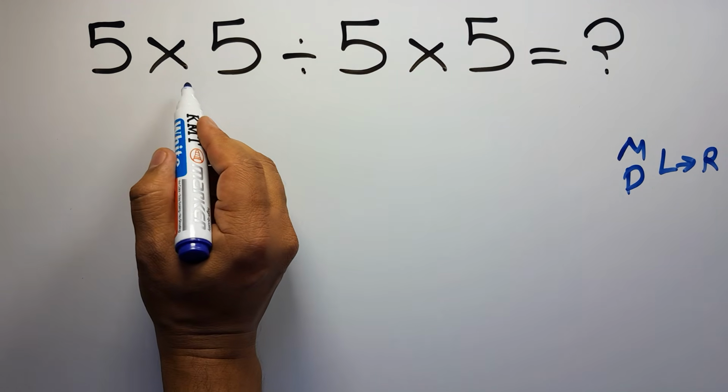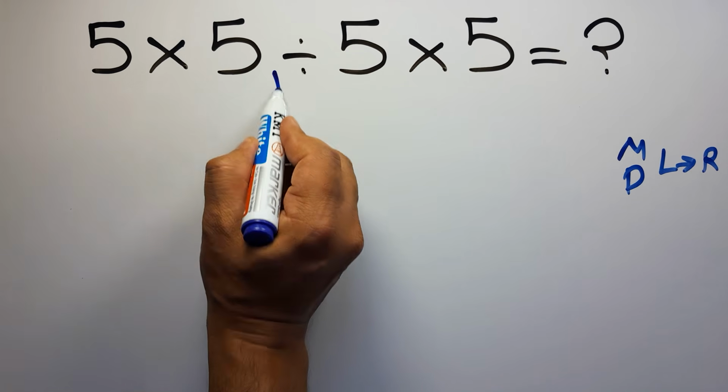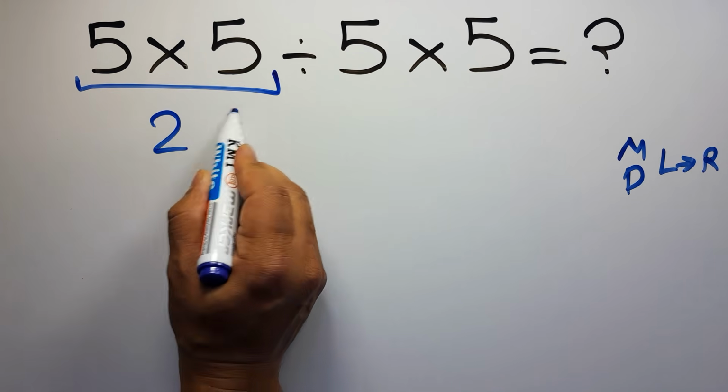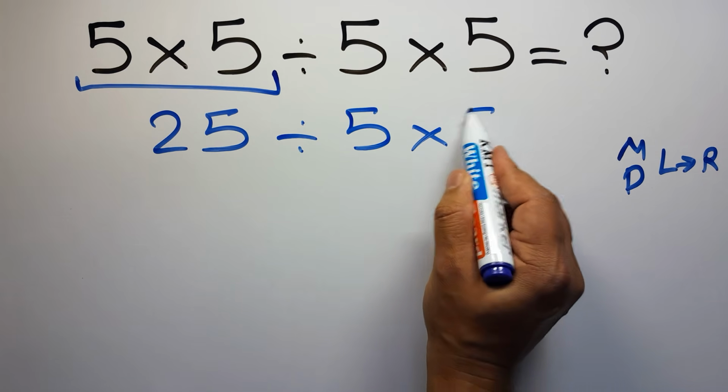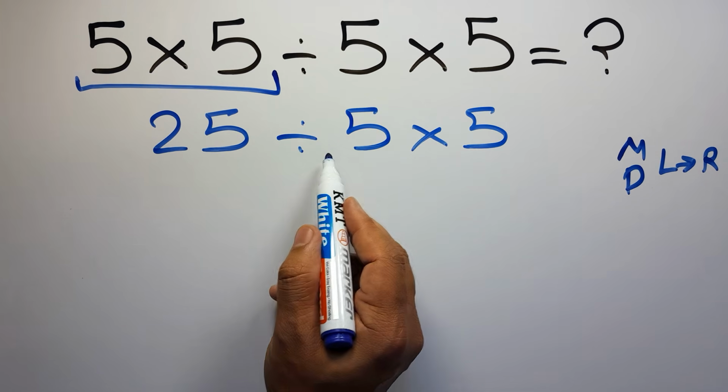So first we have to do this multiplication. 5 times 5 equals 25. So 25 divided by 5, then times 5. Now we have to do this division.